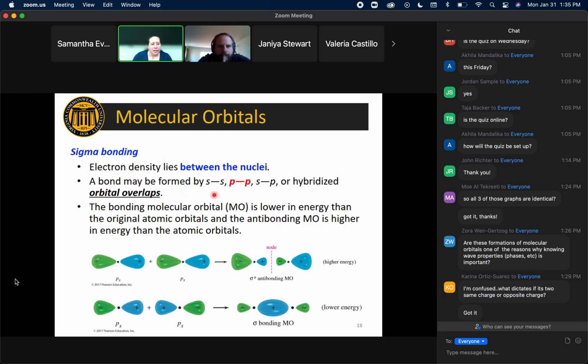So here is sigma bonding. We've now gone through a PP version, an SS version, and an SP version. Hybridized orbitals can also form sigma bonds. You guys probably don't know what that means right now, but you'll begin to understand before the end of class today. So we'll put that one on the shelf for a moment.